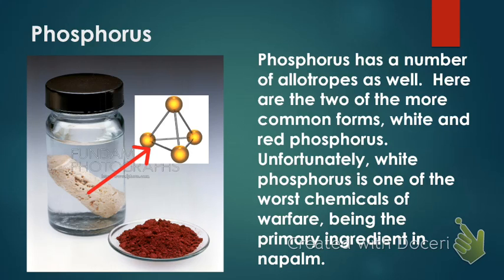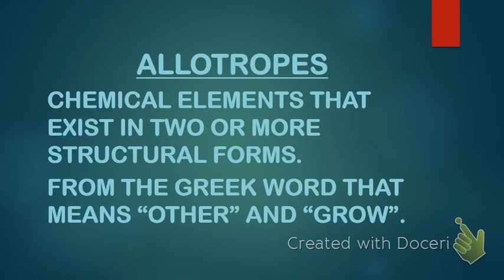Let's just go back again so we get that definition down: chemical elements that exist in two or more structural forms. Okay, that's basically it for this short little lecture about allotropes.